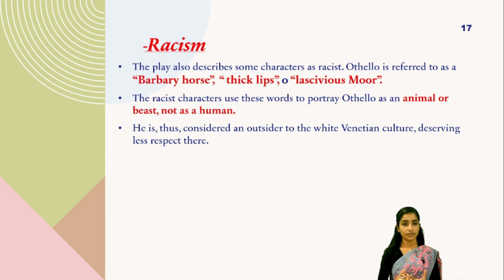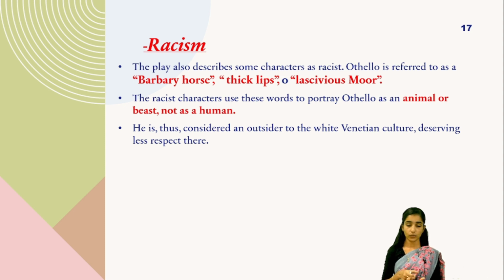The next theme is racism. Though Othello is a Moor, from Muslim North Africa, the entire play names him a barbary horse, thick lips, and lascivious Moor. All these names are used to refer to him as a Moor, which means a dark person. The racist characters use these words to portray Othello as an animal or beast, and not as a human being.